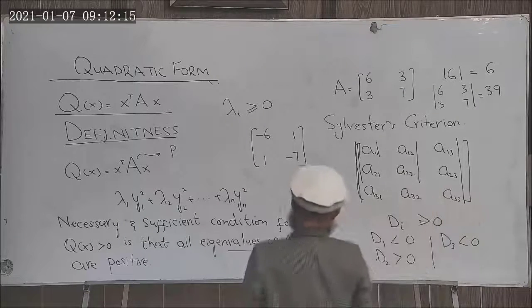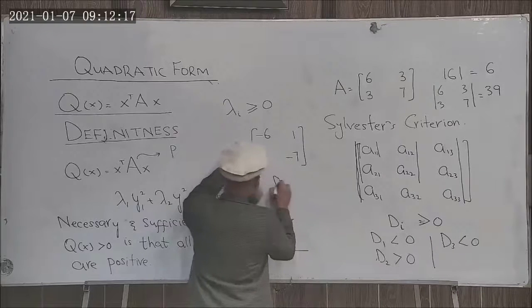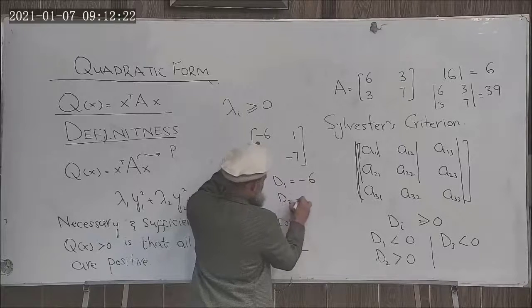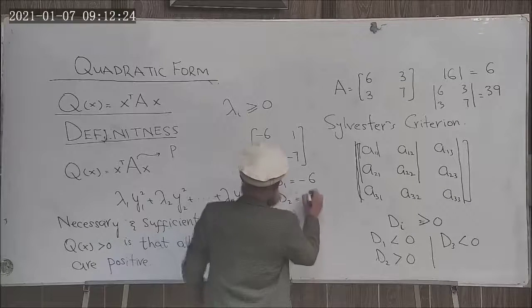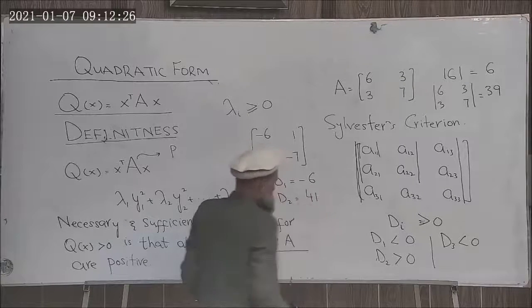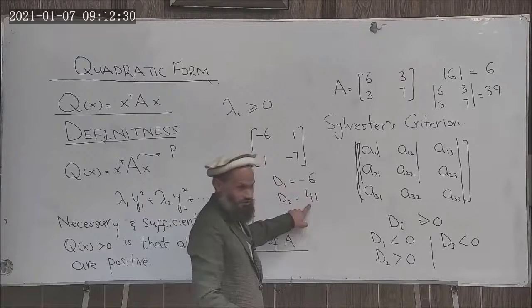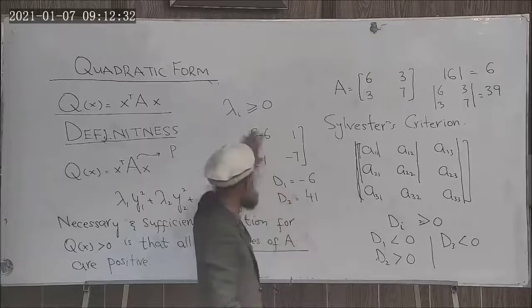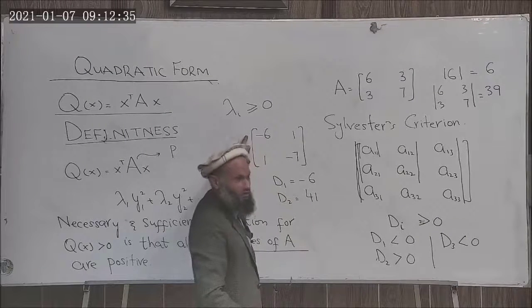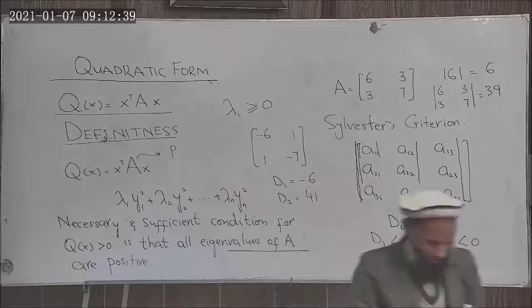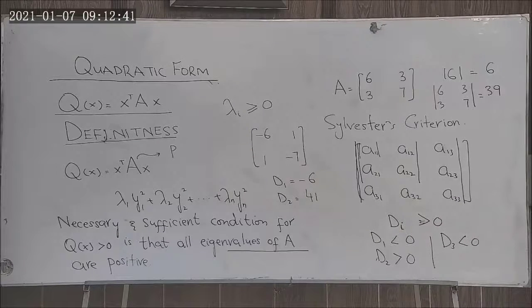First D1, what is that? That is minus 6. What is D2? 41. So the first principal determinant is negative, the second principal determinant is positive. So this matrix is negative definite. You can verify by computing the eigenvalues of this matrix. You will find that all eigenvalues have negative real part.